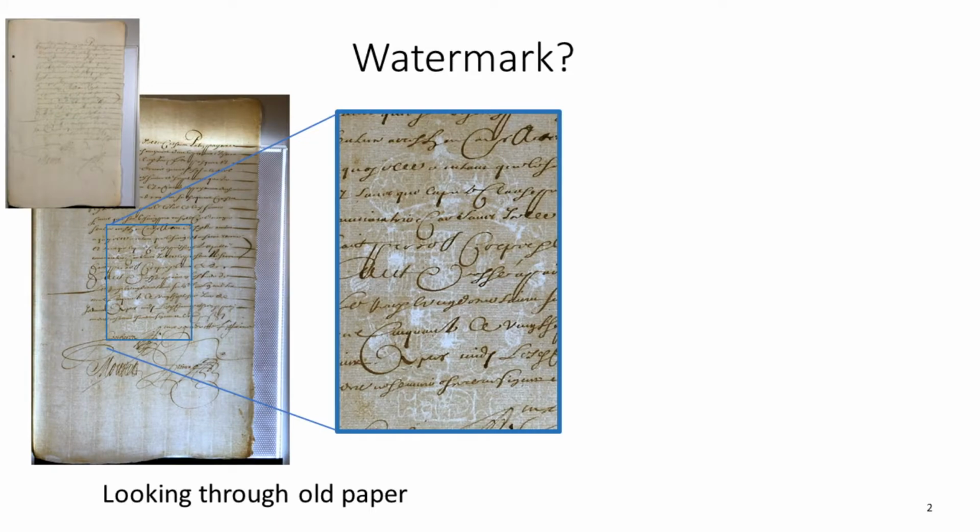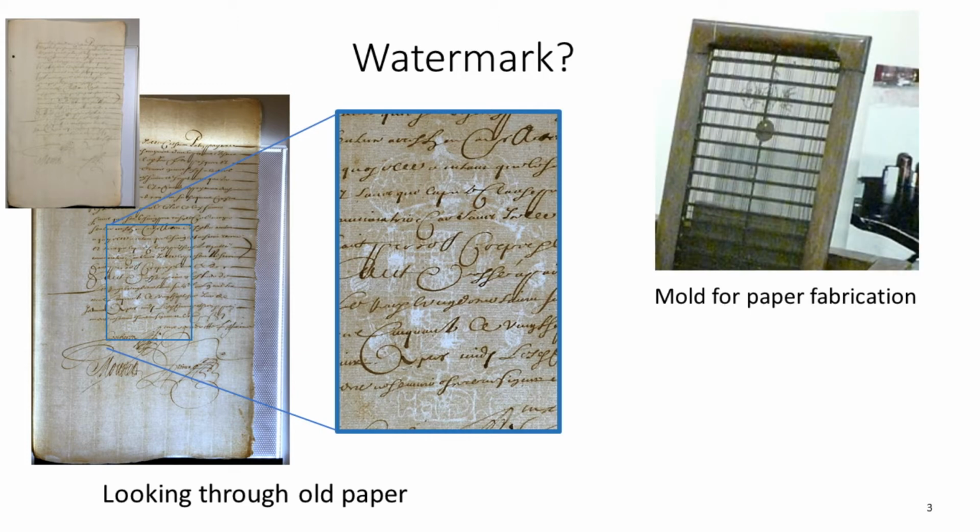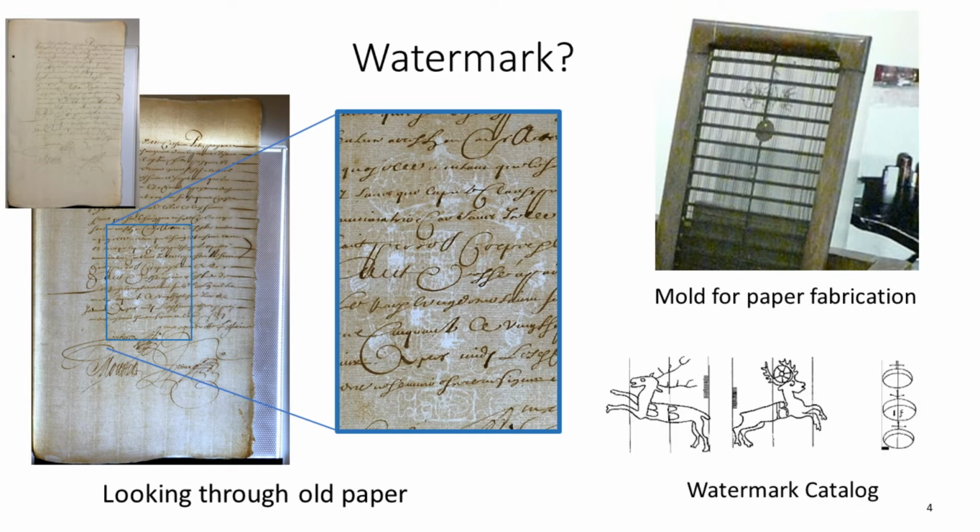When looking through an old piece of paper, one can see in transparency complex visual patterns, called watermarks. They come from the historical paper fabrication process. Paper was made in molds where the paper maker would place a small wire to make a mark that identifies production. Historians have created catalogs where they draw tens of thousands of watermarks which allow them to date paper.